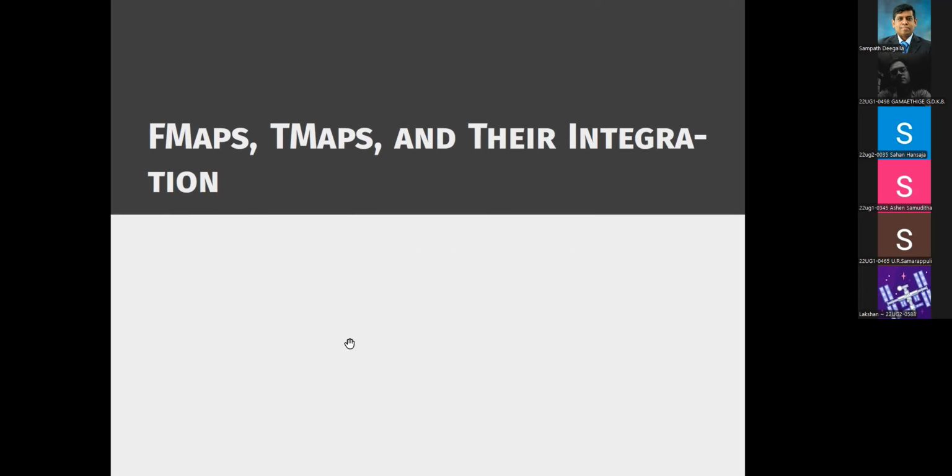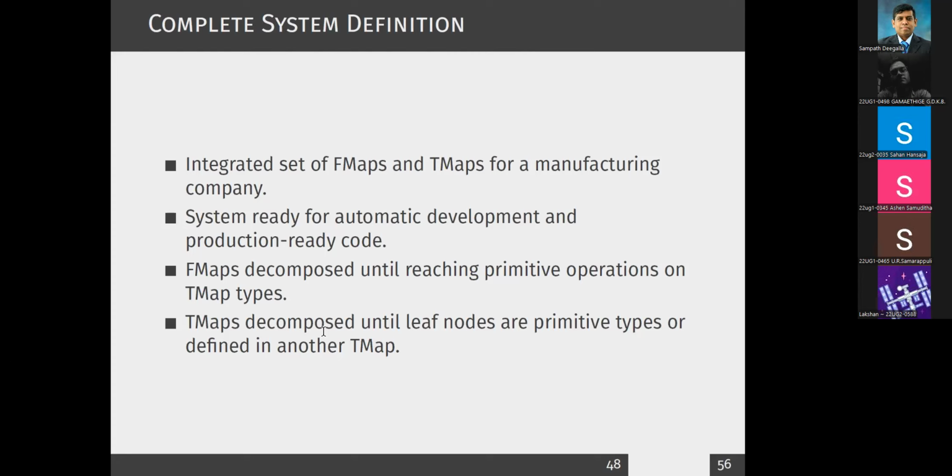Right. The next thing is, now that we have understood in brief the type structures, that means the structural side, and also the functionality using F maps and T maps, how do they integrate with each other, right? So integration is set for manufacturing, and then that will be ready for automatic development and production ready code. Once you have defined all the structures and all the functionalities, then it's a matter of development, and you can develop into code, right?